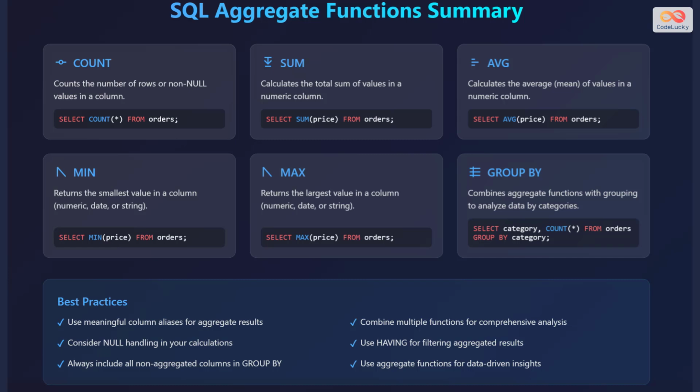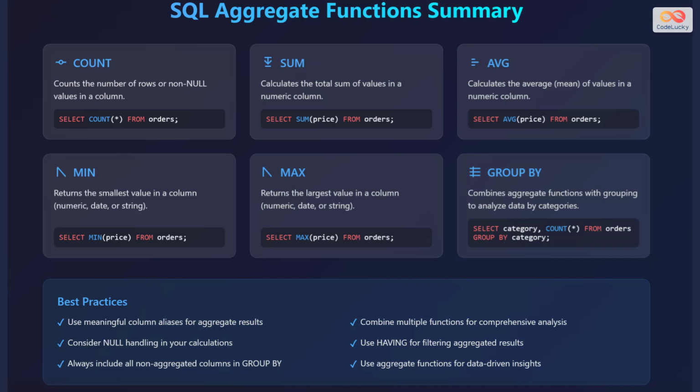The min function returns the smallest value in a column, whether numeric, date, or string. For example, select min price from orders. The max function returns the largest value in a column, whether numeric, date, or string. For example, select max price from orders. Group by combines aggregate functions with grouping to analyze data by categories. For example, select category, count asterisk from orders group by category.